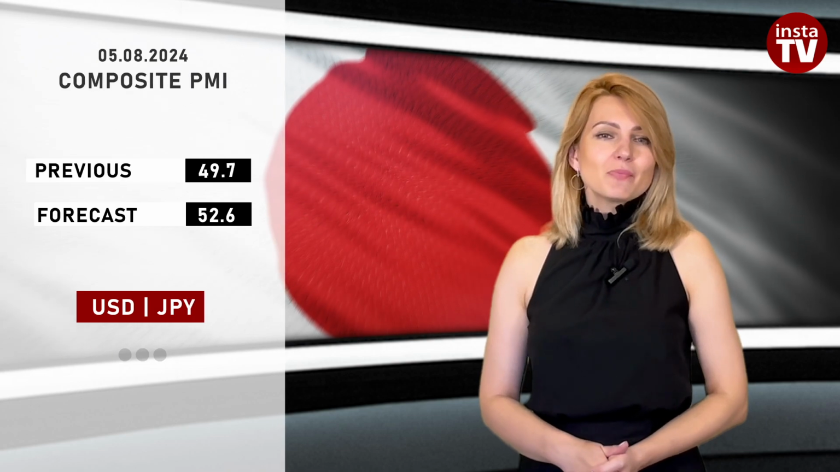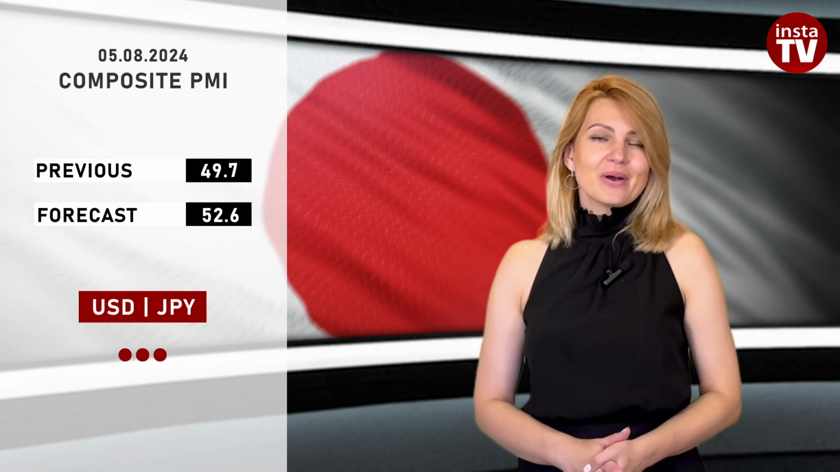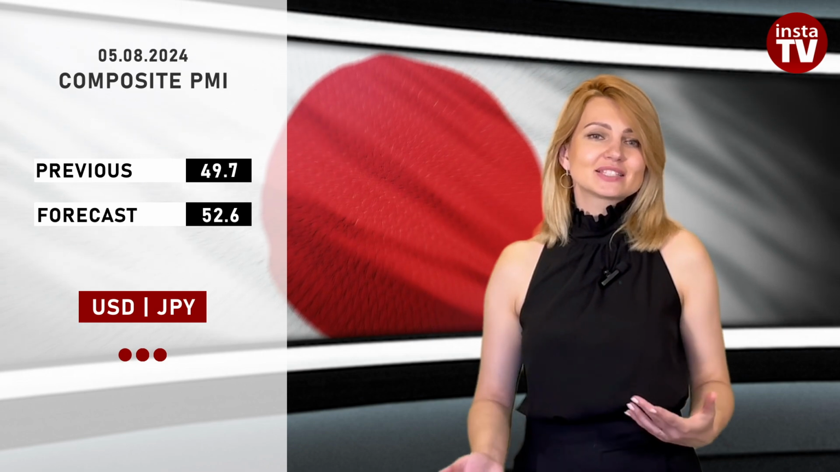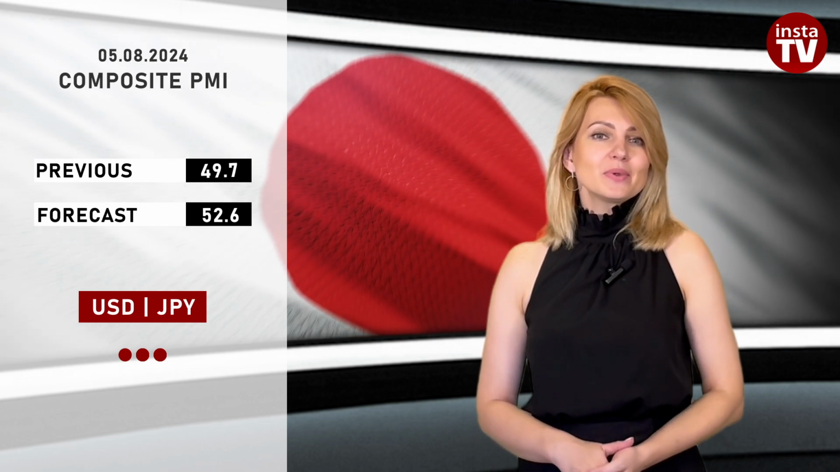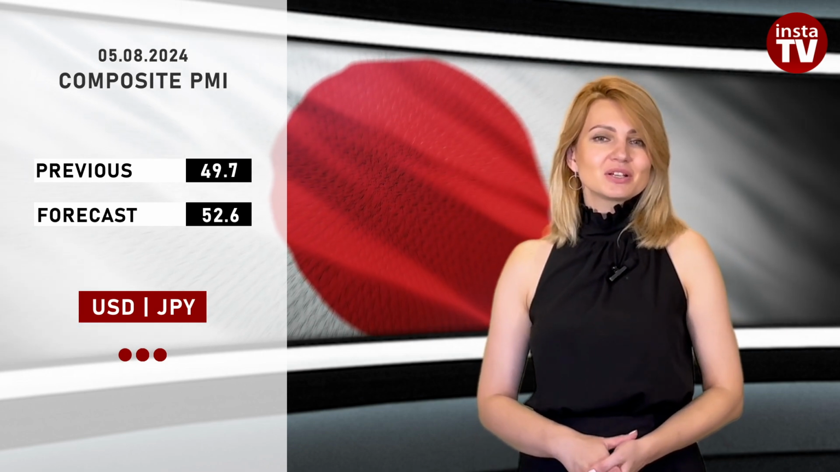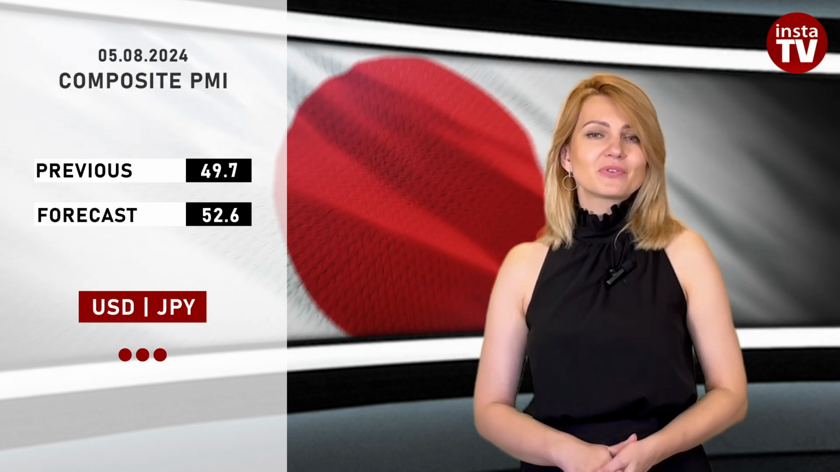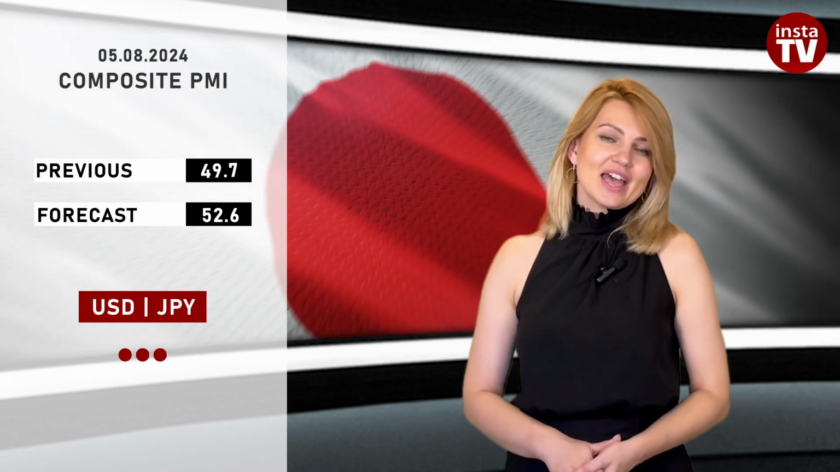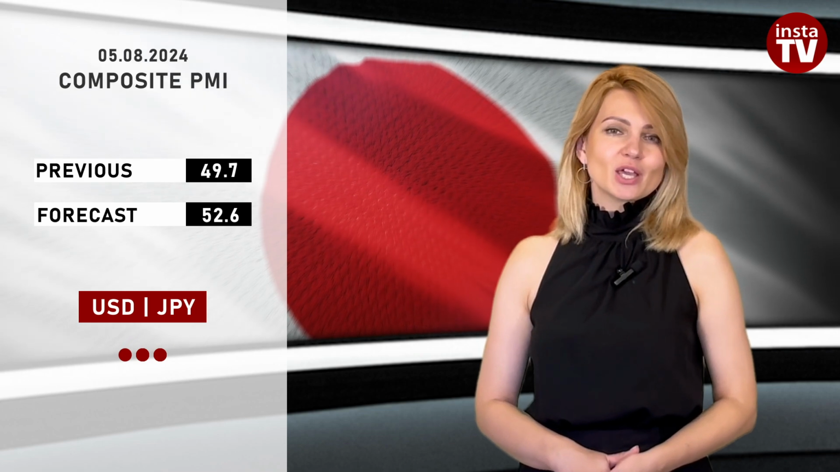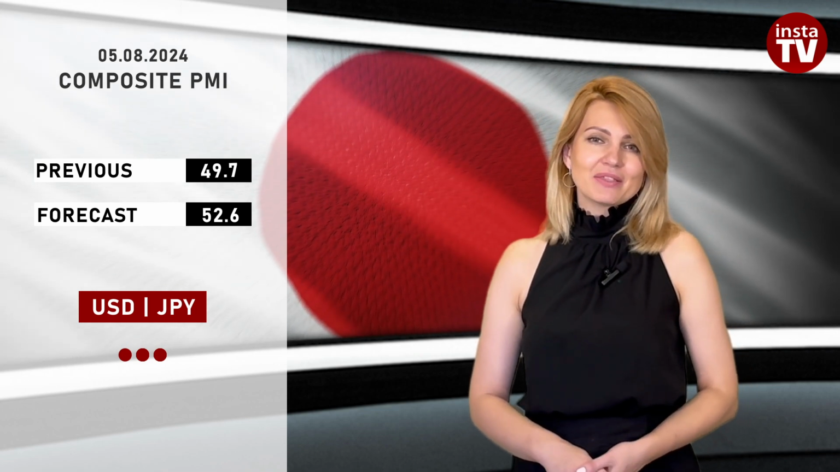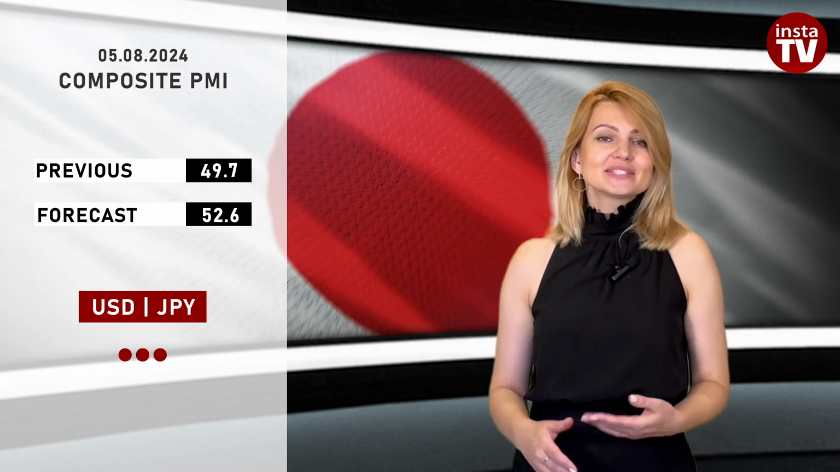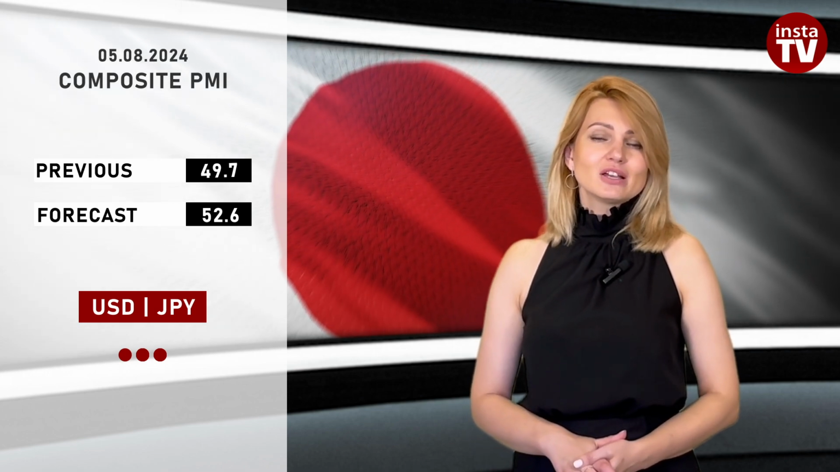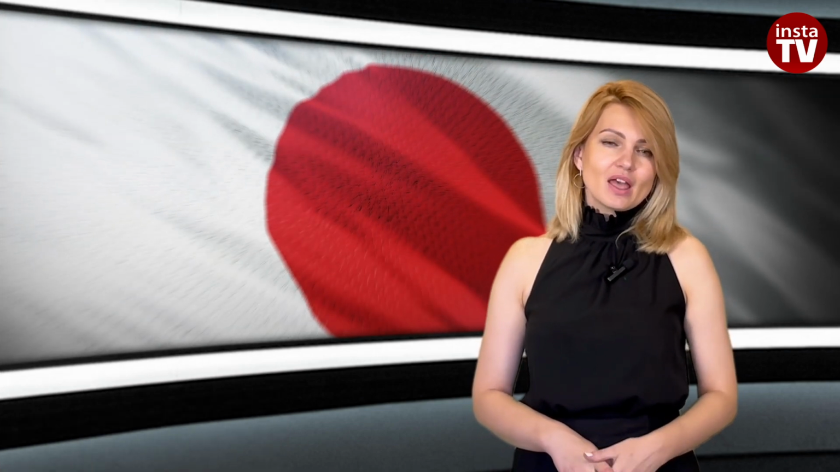The outlook for Japan appears particularly positive. If the report comes in as expected, the composite PMI will not only leave contraction territory but also rise by over 3 points to 52.6. Given that the yen has already strengthened this week following an interest rate hike by the Bank of Japan, an increase in business activity would provide an additional boost to the Japanese currency.